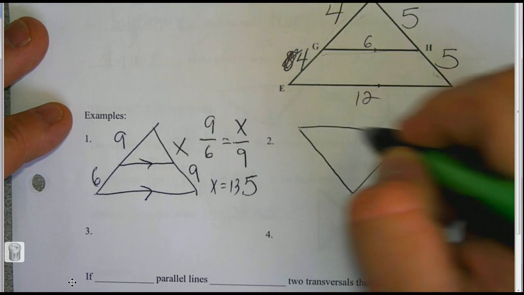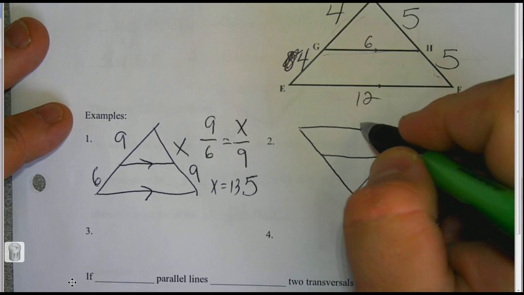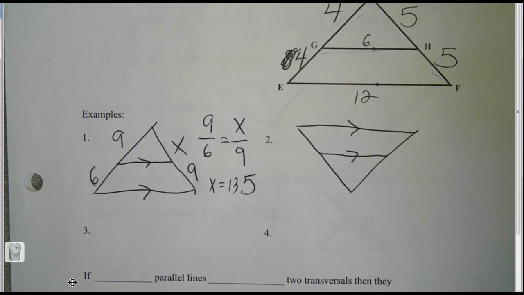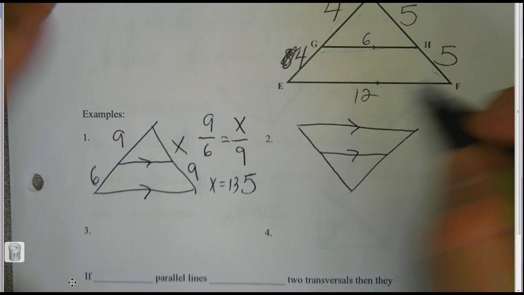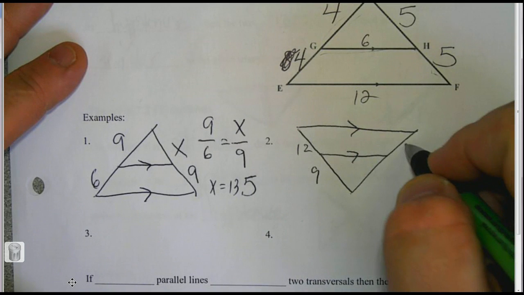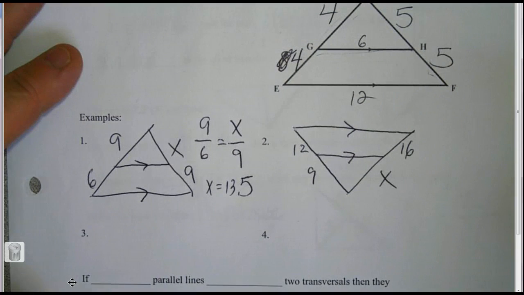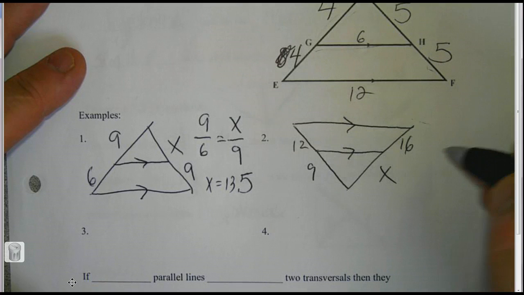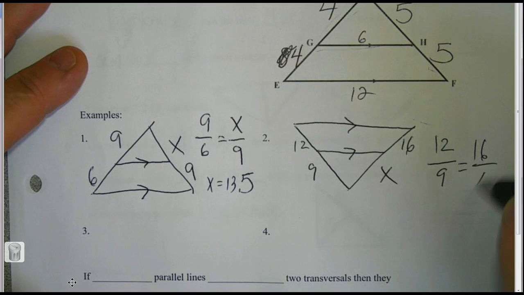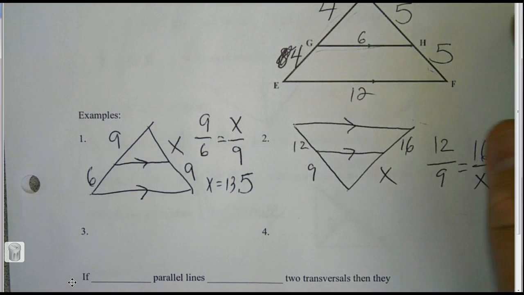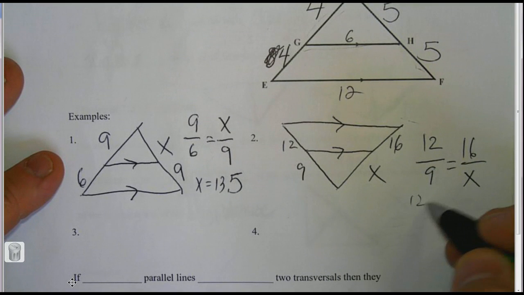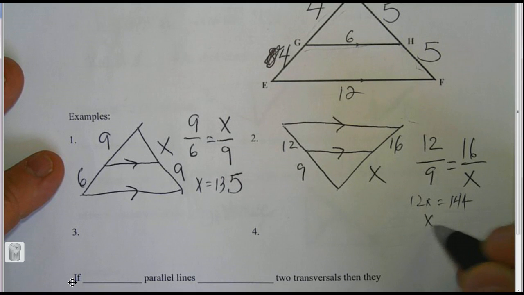Let's do the same thing, but just make it upside down. If these two lines are parallel, and we have, well, let's just go with 12 and 9 and 16 and X, then we can do 12 over 9 is equal to 16 over X. We can cross multiply and solve, and what we're going to find out is 12x is equal to 144, x is equal to 12.